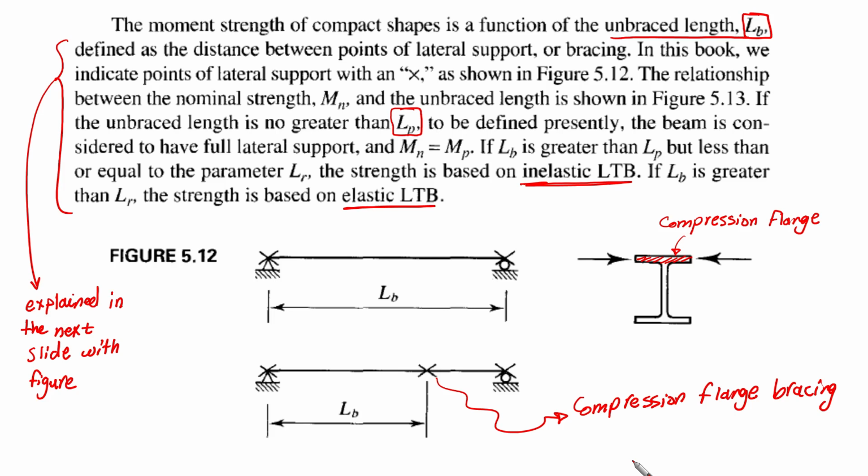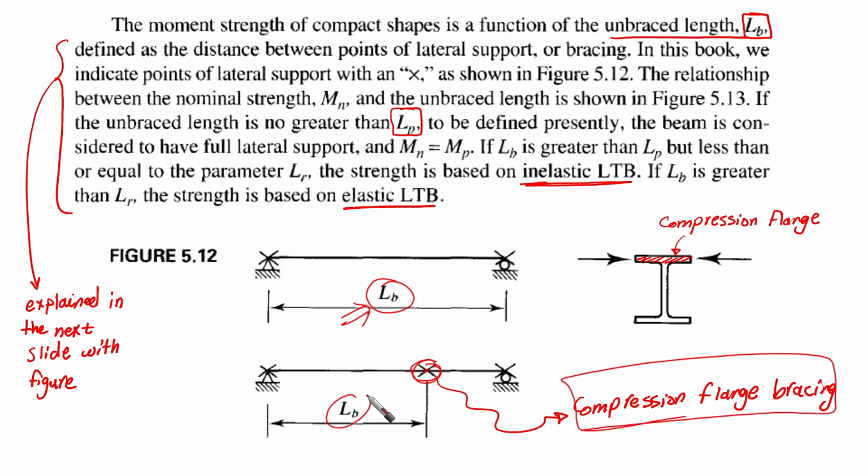Now I'm going to talk about something related to the braced length and unbraced length. Whenever we have a beam, we are going to assume that the distance between the points that are bracing the compression flange, we are going to denote it with LB. If we have a lateral support here for the compression flange, we call it compression flange bracing. This means that the distance from this point to this point is going to be LB. We're going to denote it by X, as you can see. X means that the compression flange is restrained.